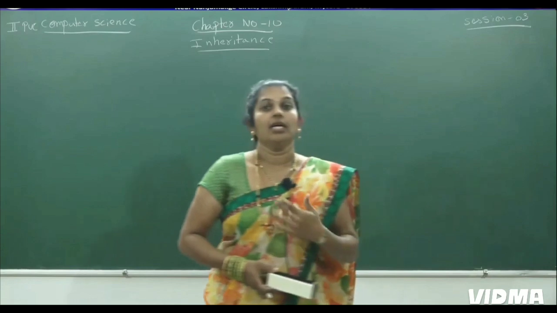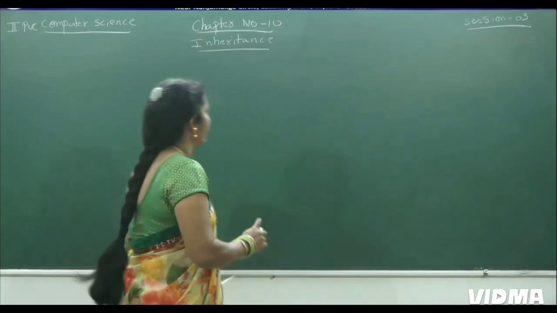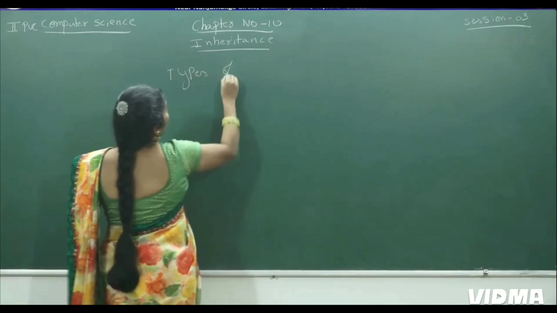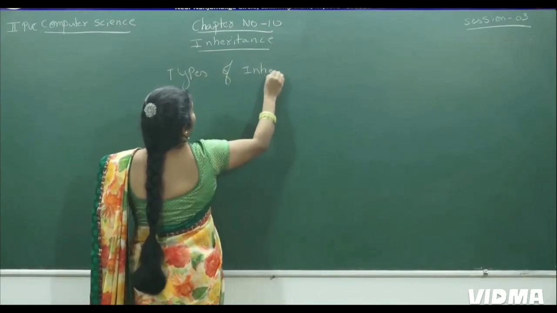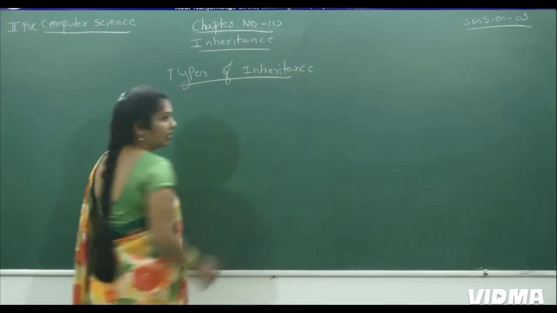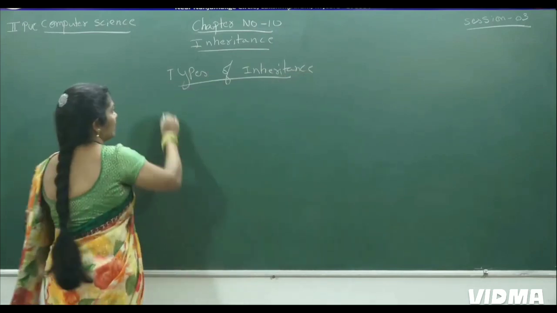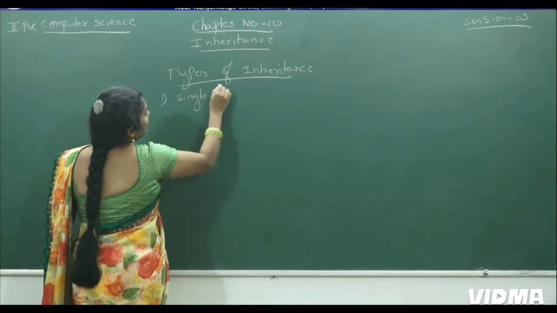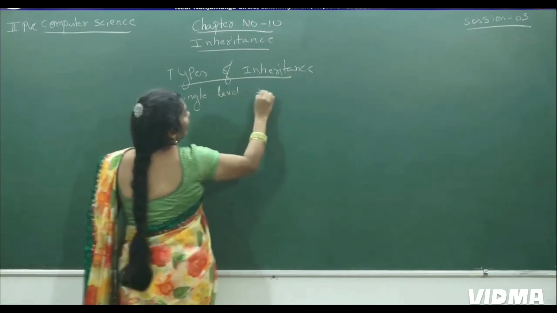Today I am going to explain the different types of inheritance. Which are the different types of inheritance? When it comes to types of inheritance, there are 5 types. The first one is single level inheritance.